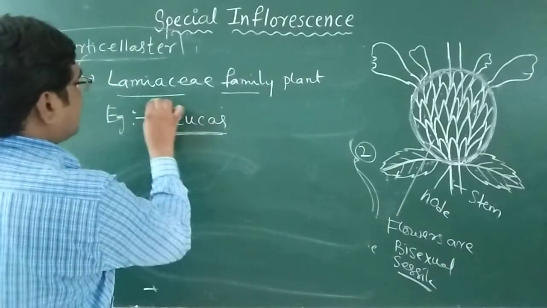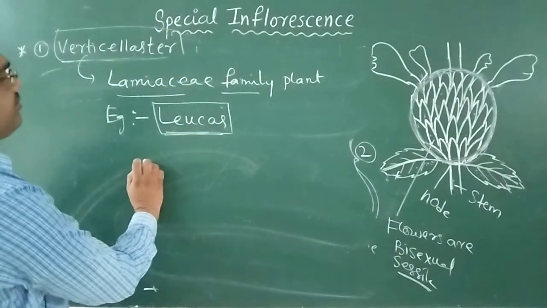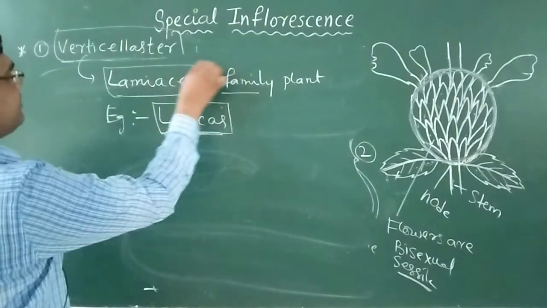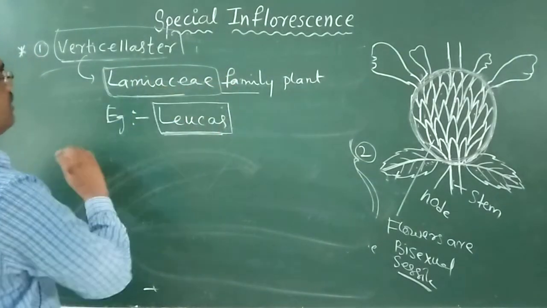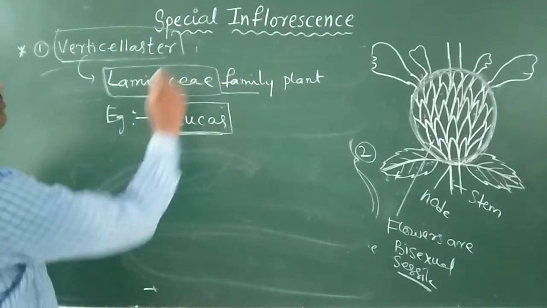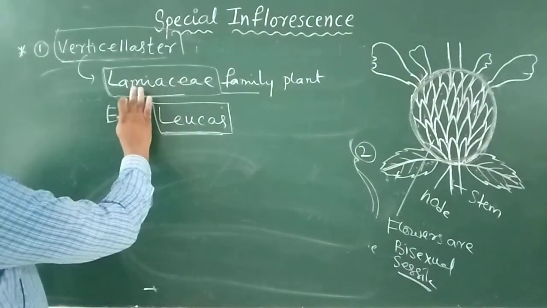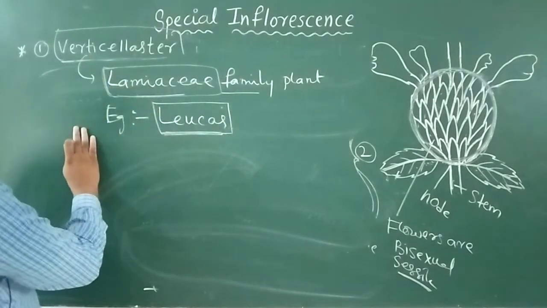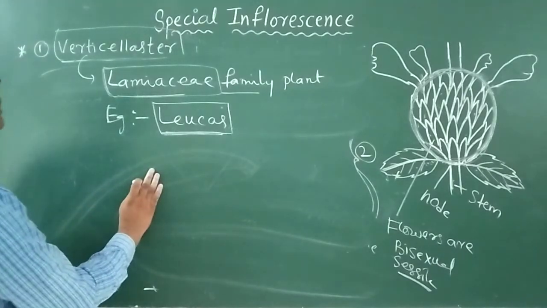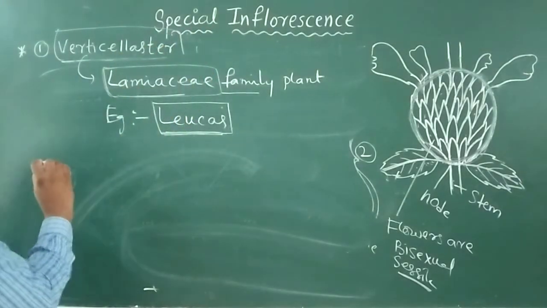So in Leucas you will observe the verticillaster special type of inflorescence. So Leucas belongs to the Lamiaceae family. In the Lamiaceae family the verticillaster is a special type of inflorescence. It is the characteristic feature of the Lamiaceae family, the identification feature. Okay? So this is the special type of inflorescence.